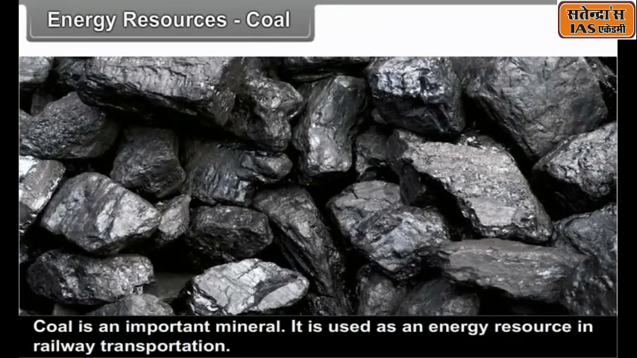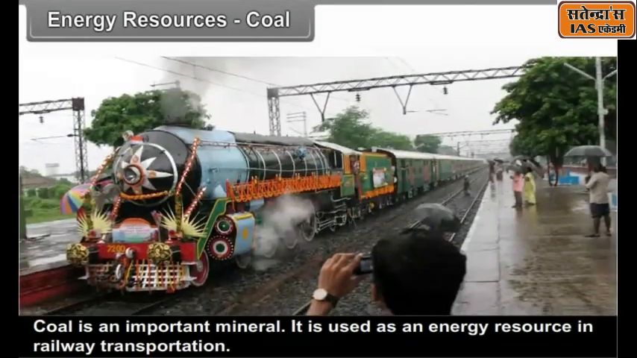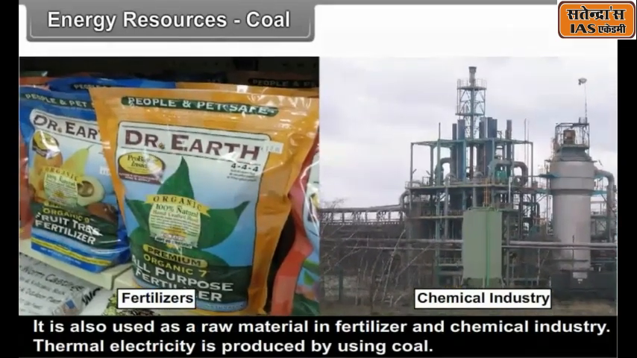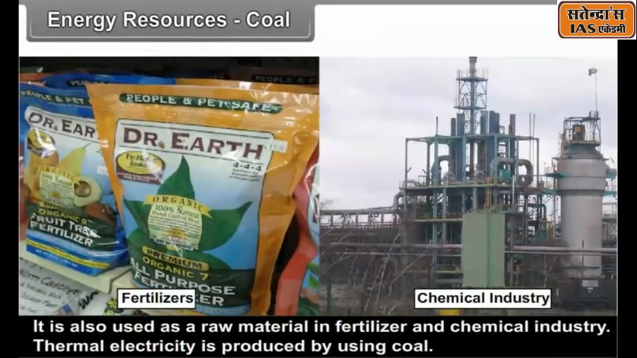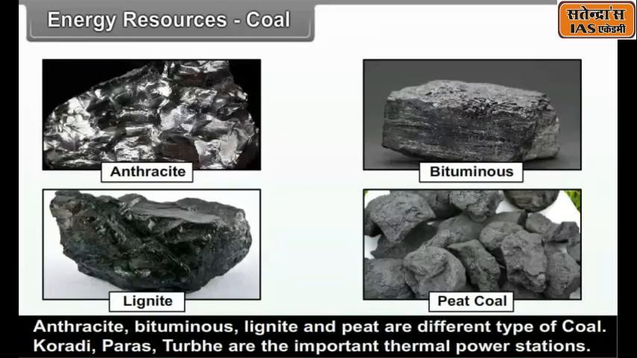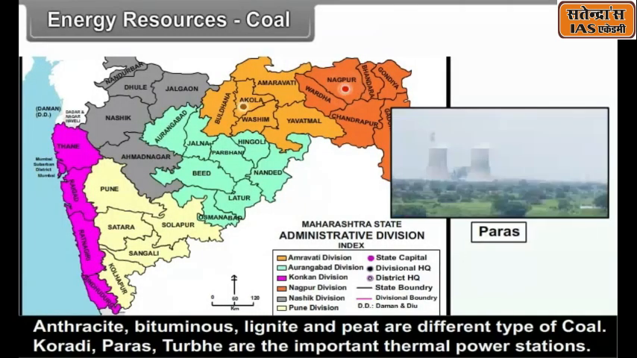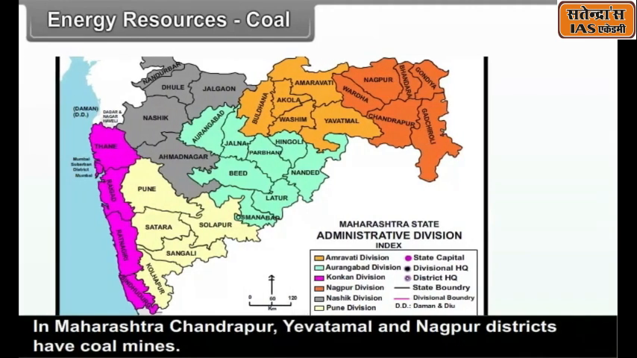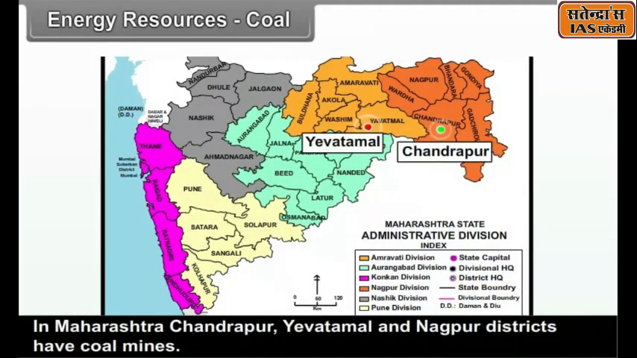Energy resources. Coal. Coal is an important mineral. It is used as an energy resource in railway transportation. It is also used as a raw material in the fertilizer and chemical industry. Thermal electricity is produced by using coal. Anthracite, bituminous, lignite and peat are different types of coal. Koradi, Paras and Parli are important thermal power stations. In Maharashtra, Chandrapur, Yavatmal and Nagpur districts have coal mines.